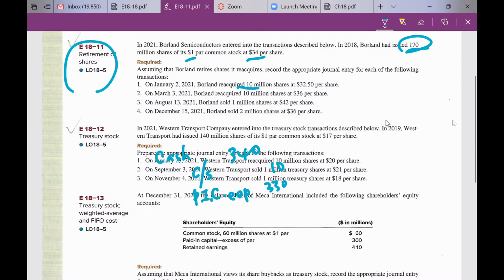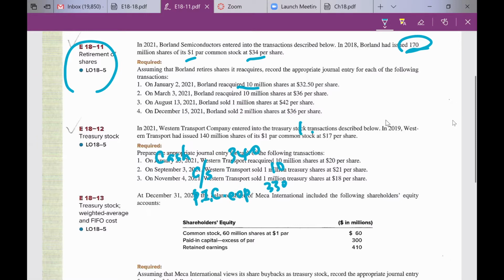Okay. So you don't multiply the 170 times $34 per share. No, we just talk about the 10 million shares. Okay. The 10 million is a part of 170. Okay. Because I got you not to purchase back the whole 170. Okay. I got you. So this is just part of the 170. Okay. So because that's why I wrote it down here. Okay. To show you. Because this is going to help us when you write this journal for the first one.